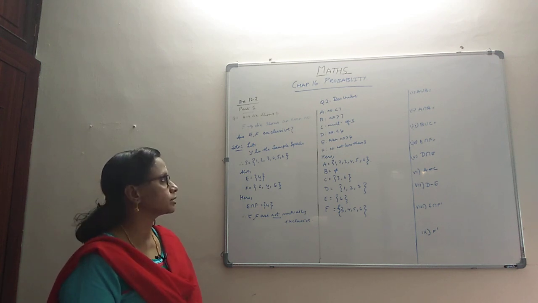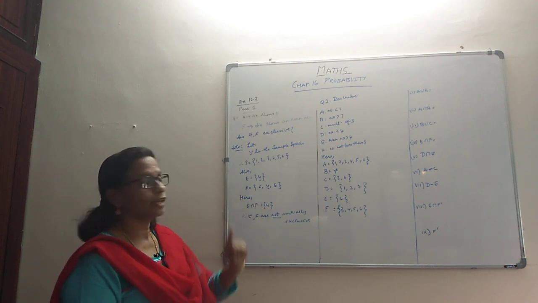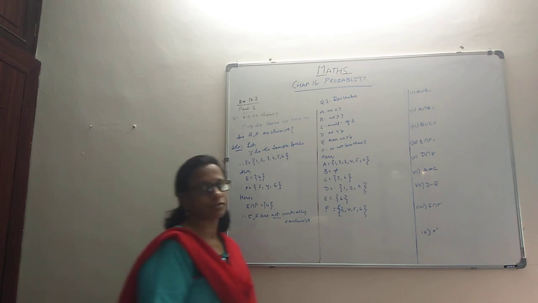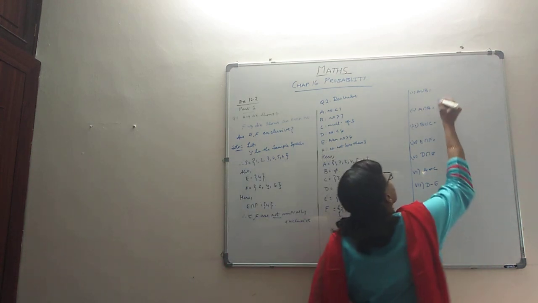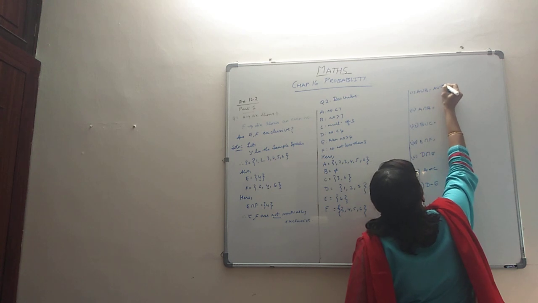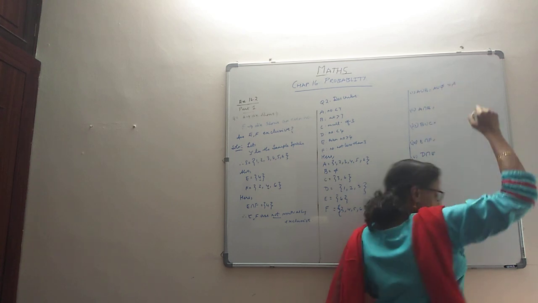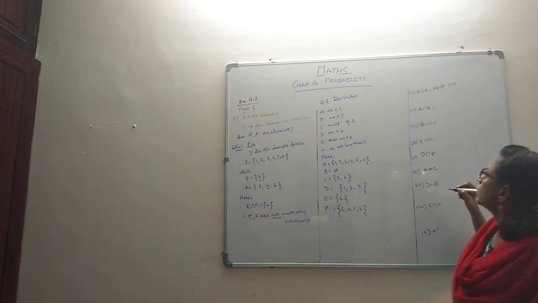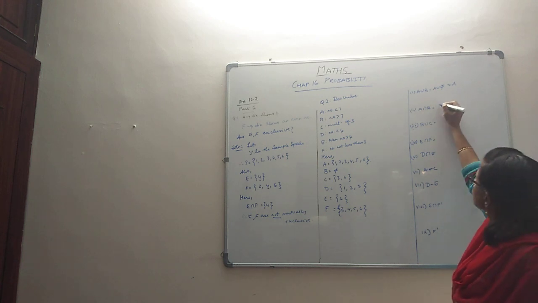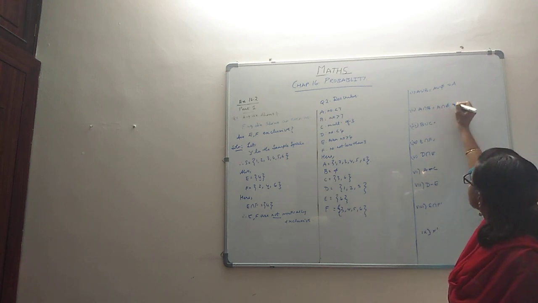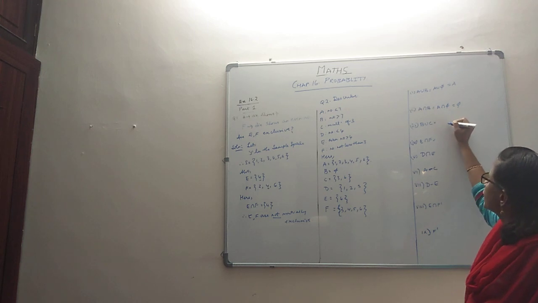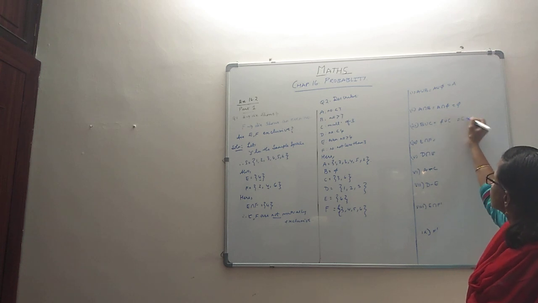A union B is actually A union empty set. A union empty set will always be A itself. So it will be A. You can write, if you want, A union empty set, which is A itself. Then A intersection B. A intersection null set is null set, right? Then B union C. B union C is null set union C, so that is C.